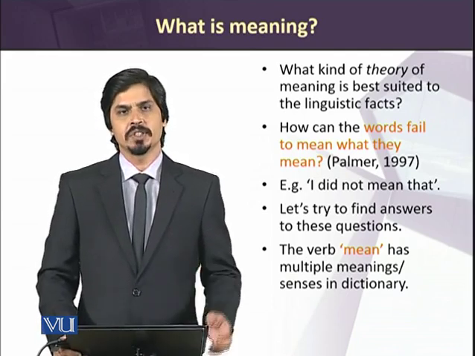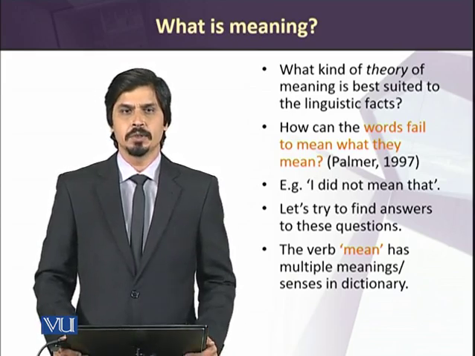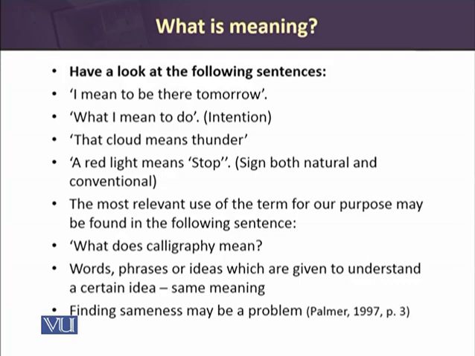Why are such situations created? Let's try to find an answer. The word mean may have multiple meanings in the dictionary or in our routine use of the language. If you look at the following sentences I have written: I mean to be there tomorrow. What I mean to do. That cloud means thunder. A red light means stop. In all these sentences, the word mean has a different connotation. The basic meaning might be similar, but we have different connotations of the word mean in all these sentences.